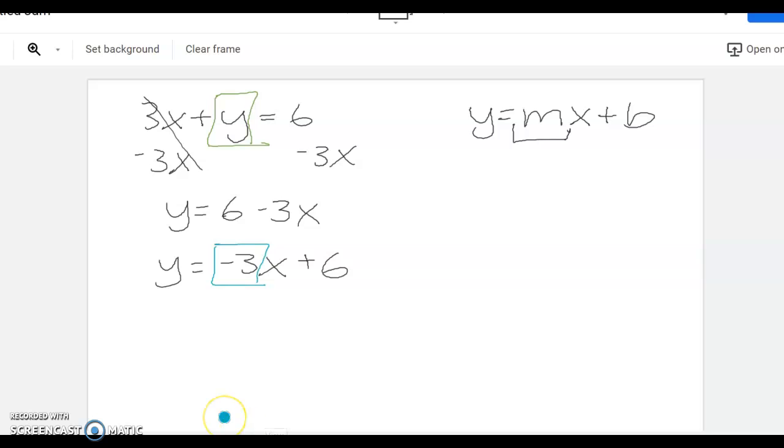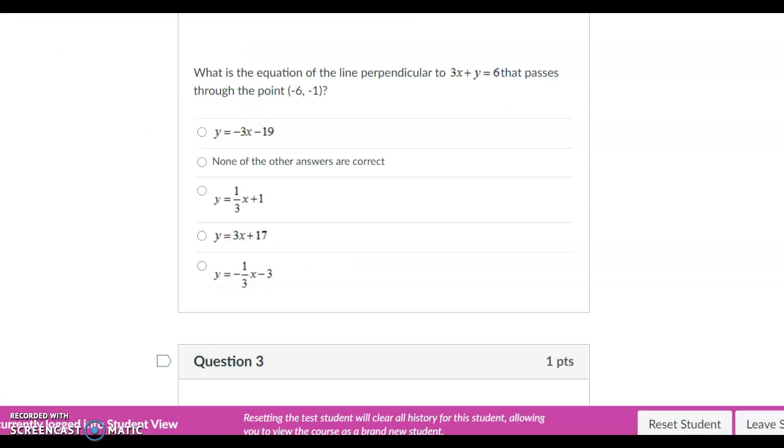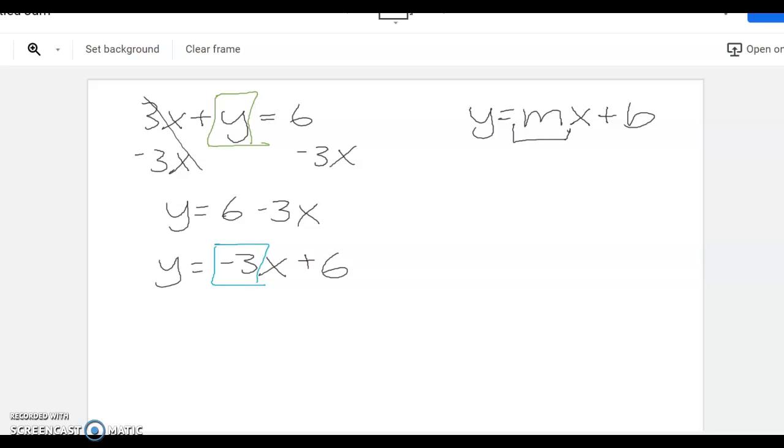Okay, so this is the slope of the given line would be -3. When I look at it in the original form, I might misunderstand it as a positive, but it's not written in slope-intercept form. Okay, this is asking for it to be perpendicular.